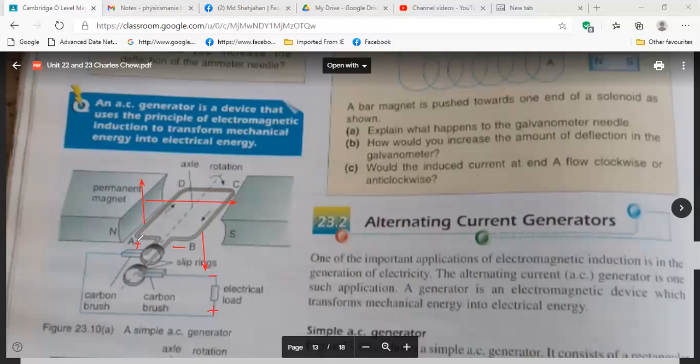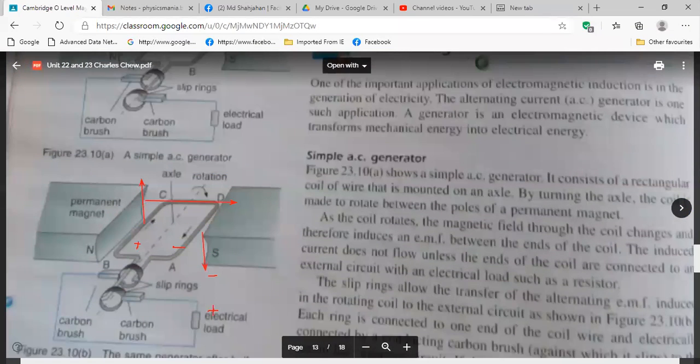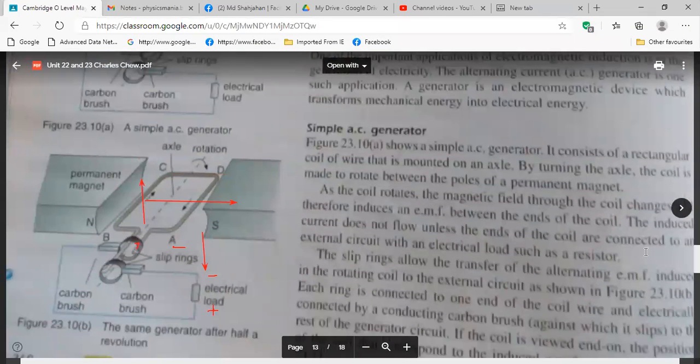You see, it is slip rings, right? So this ring is moving. Yes, and I'm showing it in the next diagram, then it will be clear to you. You understand now? Yes, AD is still connected to the left side. Now it's clear.